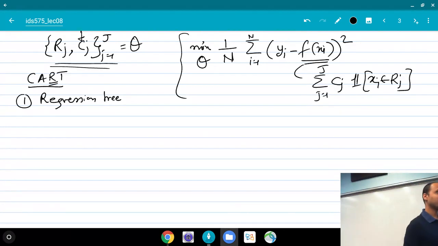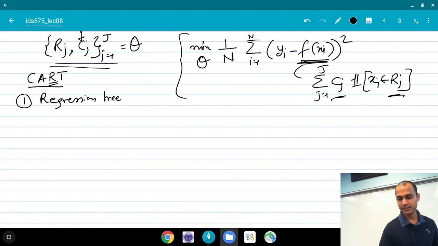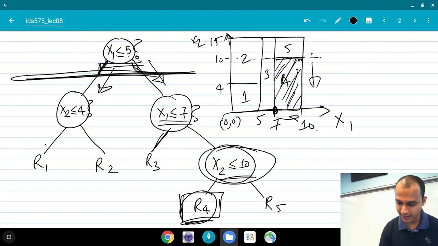So this is just a way to describe the same framework. It's just a function which is described in terms of these two parameters. If there are capital J regions, you just need to optimize for this. And we'll look at one way to optimize, that is the regression tree, which you've already seen.